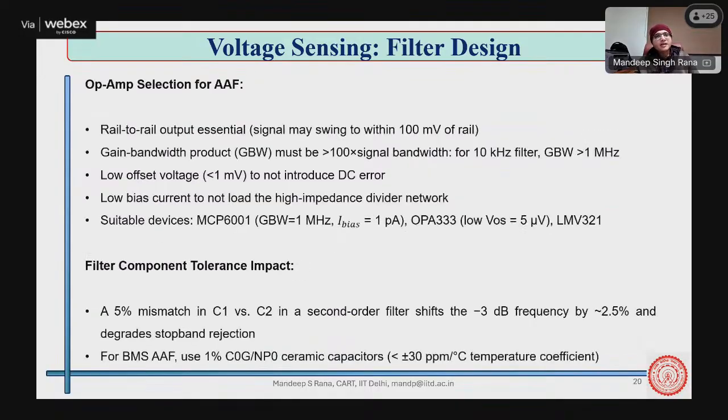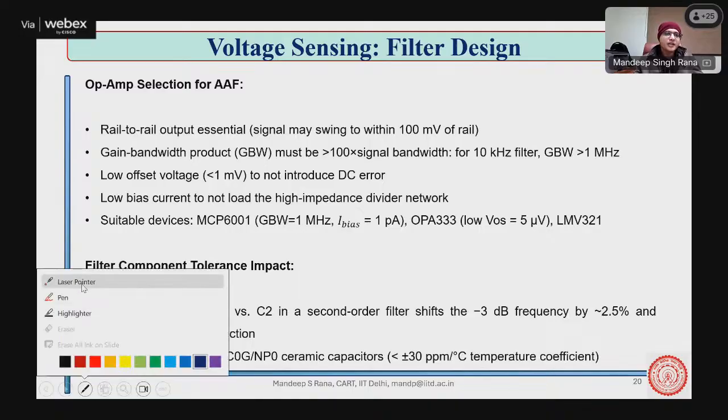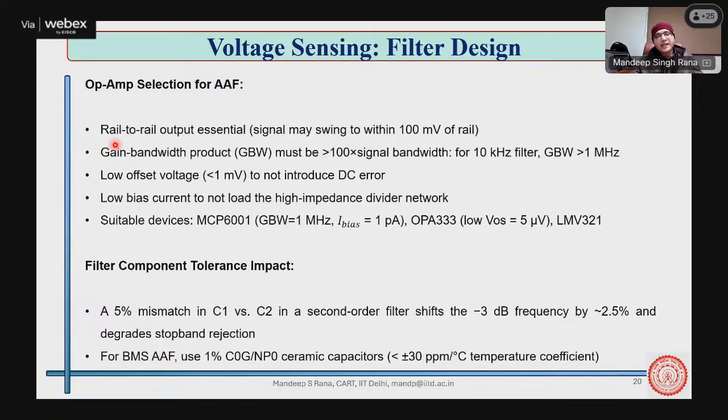The next thing is, if we are making such filters, what are the parameters I need to take care of? One of those is that I need an op amp which has rail-to-rail as an essential feature. Rail-to-rail usually means if you give 0 to 5 volt, it has the capability to work nearly from 0 to 5 volt. A little, like 100 millivolt or so, offset should be there. But generally, we can think that from 0 volt to 5 volt, it can work.